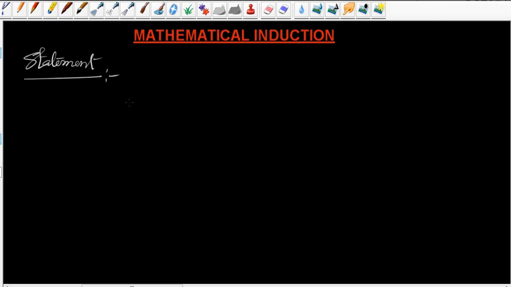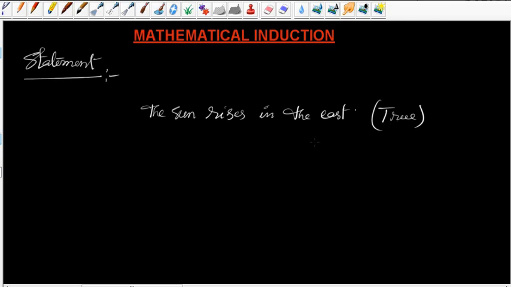But we have to decide whether it is true or false. Then it is said to be a statement. For example, the sun rises in the east. Consider this sentence: the sun rises in the east. Is it true or false? True. So this statement is true.